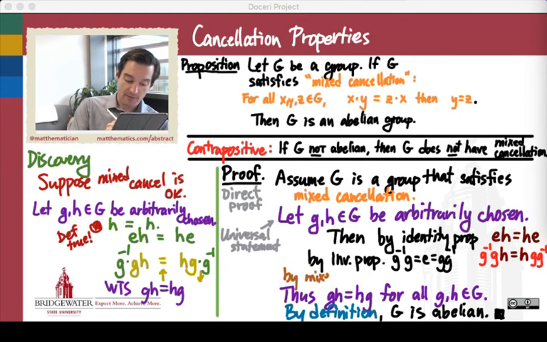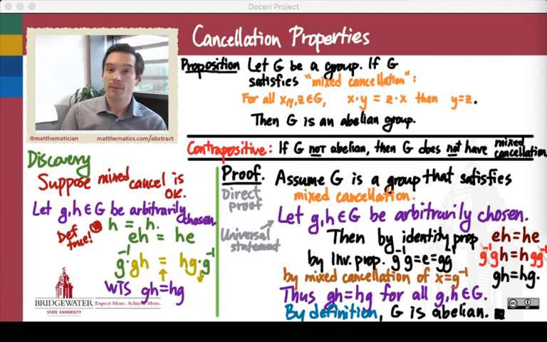By mixed cancellation, I'm going to say X equals G inverse. We can strike out that G inverse. And when the G inverse gets struck out, we are left with GH equals HG, which was exactly what we were hoping to demonstrate.